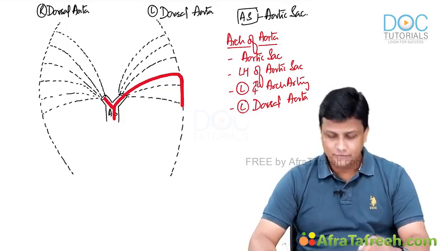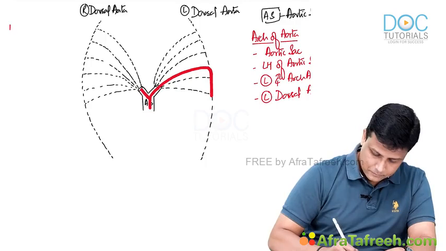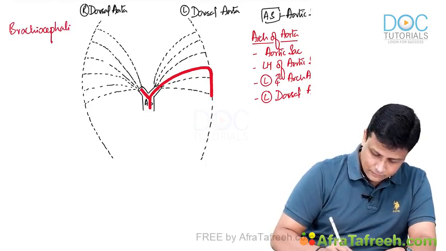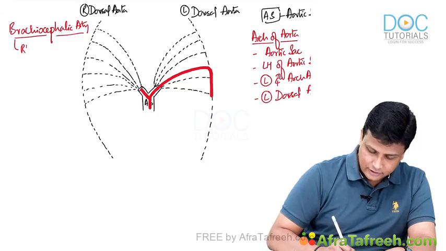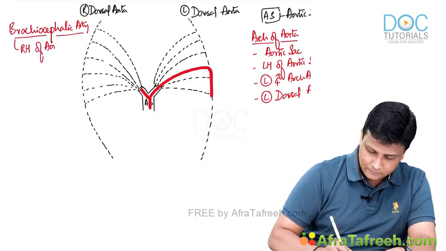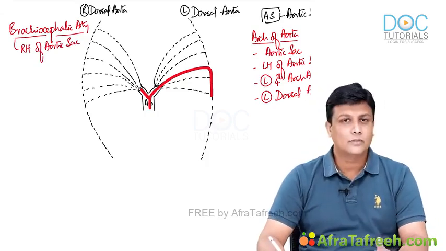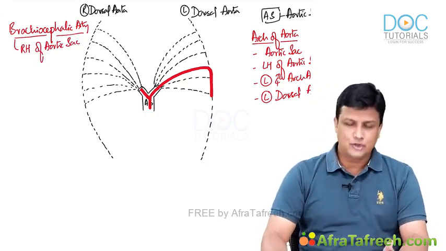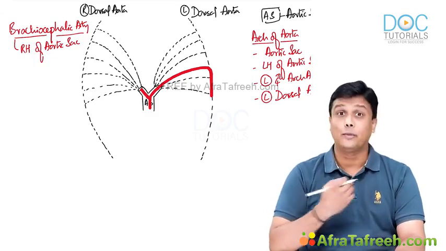Brachiocephalic trunk is derived from where, sir? The right horn of aortic sac. So let me just write down here. Brachiocephalic artery, this is the one which will be derived from where? It's derived from the right horn of aortic sac. That's all. Only the right horn of aortic sac. Perfect. Now, what is the next branch of arch of aorta that we have to learn after brachiocephalic artery? The next one is common carotid.